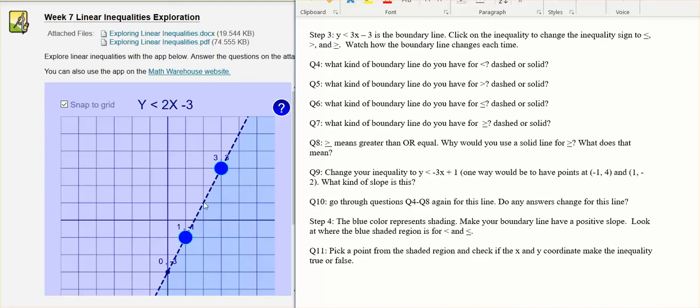For example, one of the points that is on this dash line is 2, 1. x is 2, y is 1. If I put those in here, 1 would be less than 2 times 2, which is 4, minus 3. It would say 1 is less than 1, but 1 is not less than 1. So the points on a dash line are not solutions.